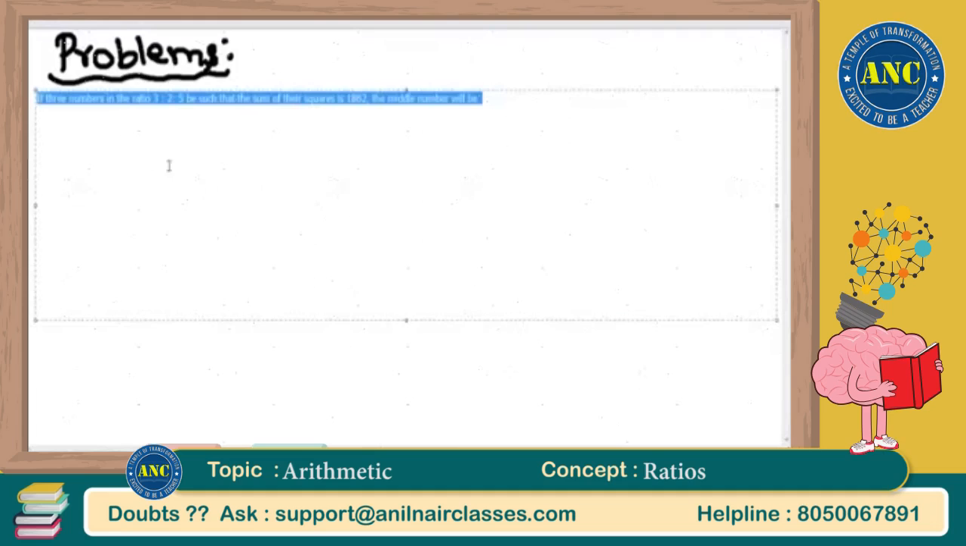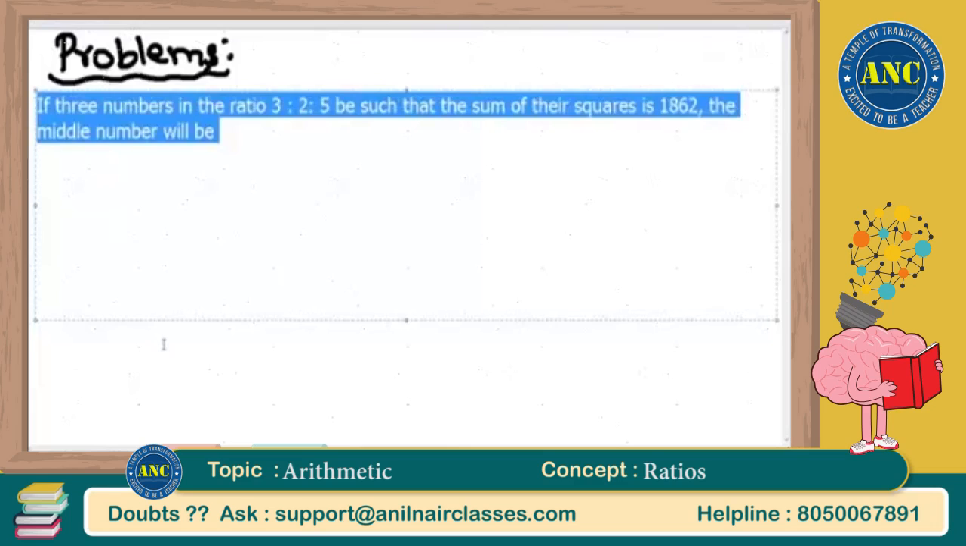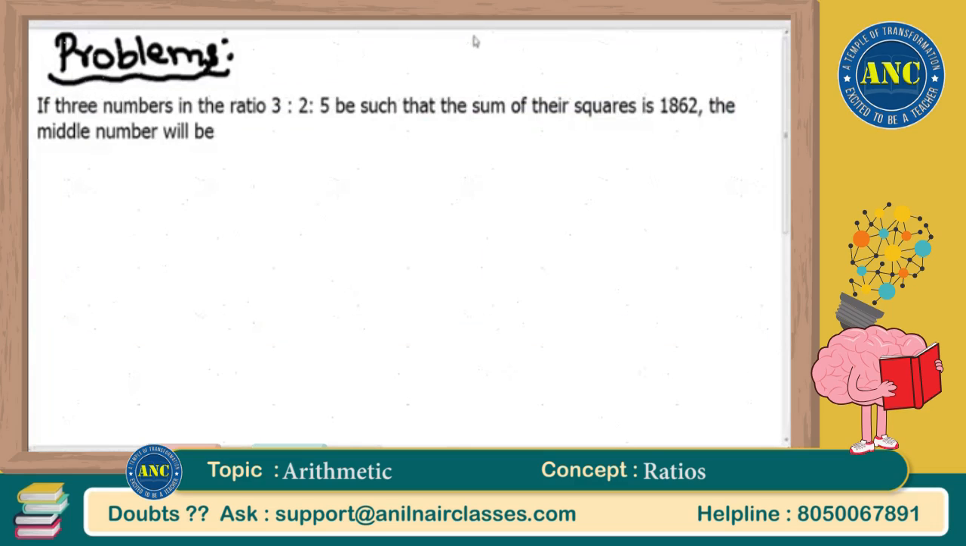Now see here, sir. First question. An easy question to start with. If three numbers are in the ratio 3:2:5, that means there are three numbers and the ratio is given as 3:2:5, such that the sum of their squares is 1862, then find the middle number. Now listen to this carefully, sir. Just 5 minutes before, I told you the concept.